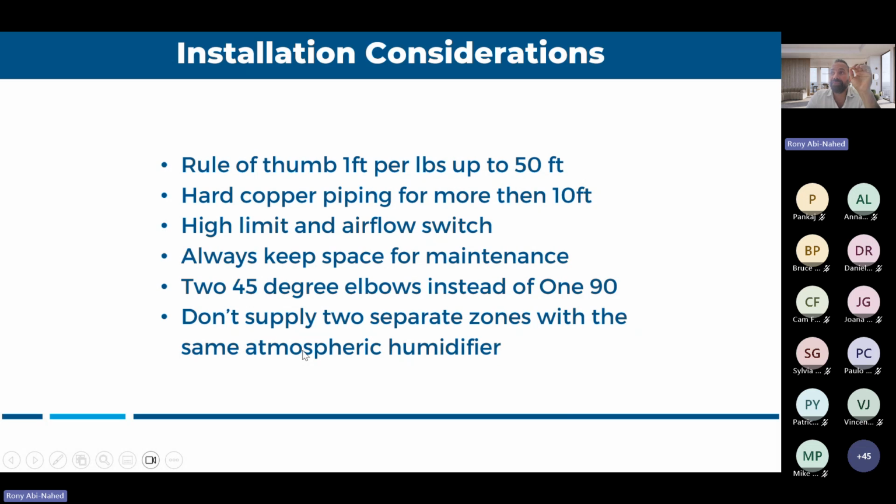Keep in mind the 50 feet, that's a total length. So that includes the elbows and everything. If you have more than 10 feet, always use hard copper piping, insulated hard copper piping. Don't use flexible pipe for more than 10 feet. Always specify high limit and airflow switch to make sure that you have safeties. Try to always use 45-degree elbows instead of 90-degree elbows so the steam can flow easily.